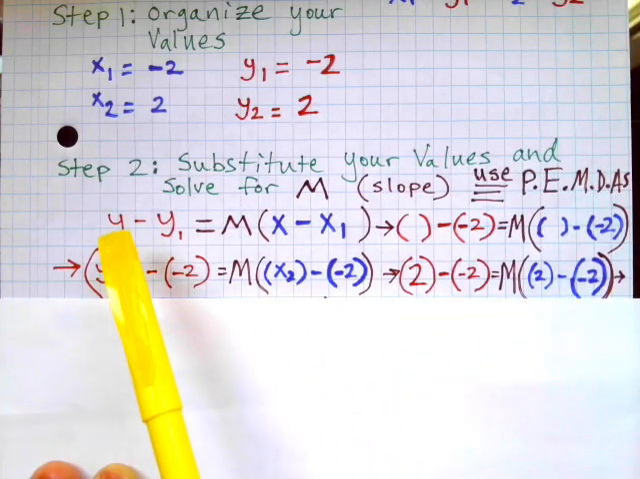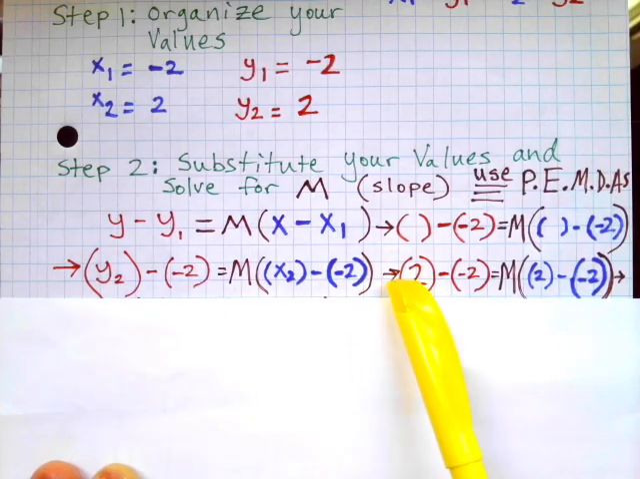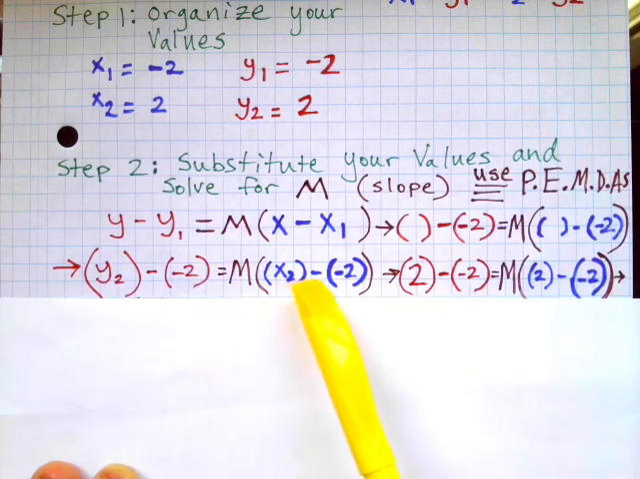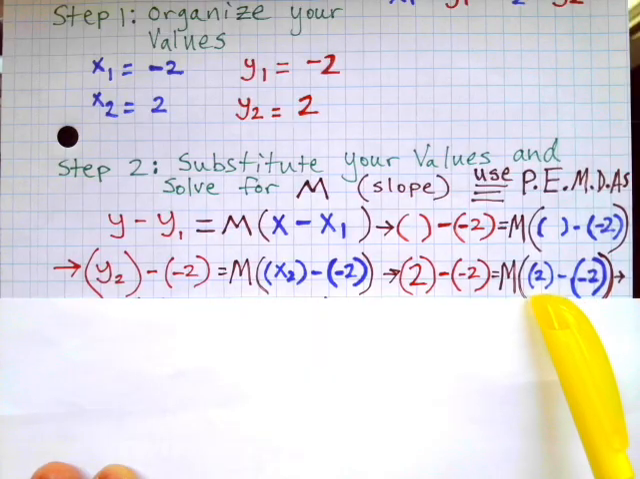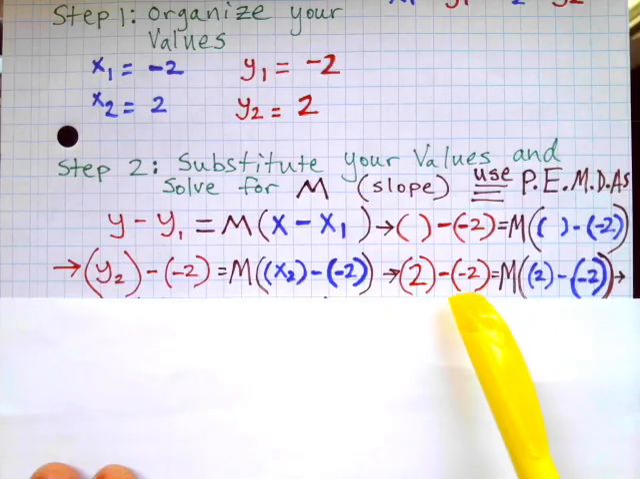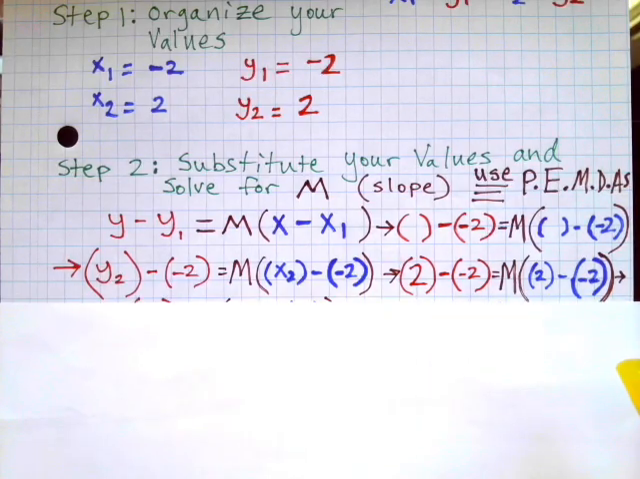And again, I'm showing you my y2 value is right here. I substituted a 2 for my y2 value, right? I substituted a positive 2 for my x2 value, and you see that here, okay? And again, a negative 1 times a negative 2 is a positive 2.